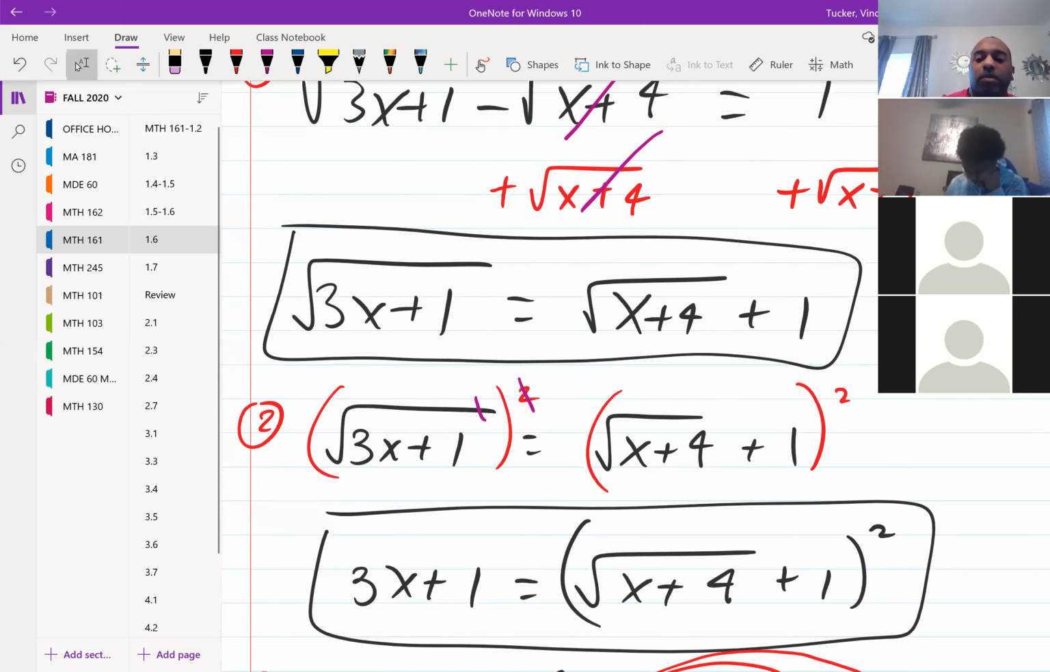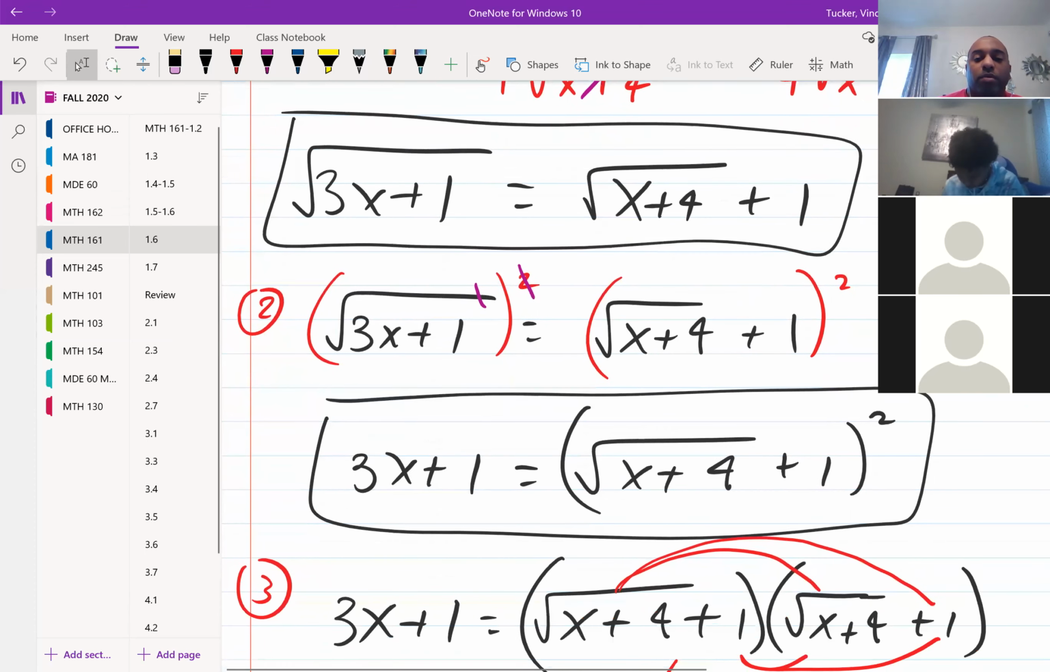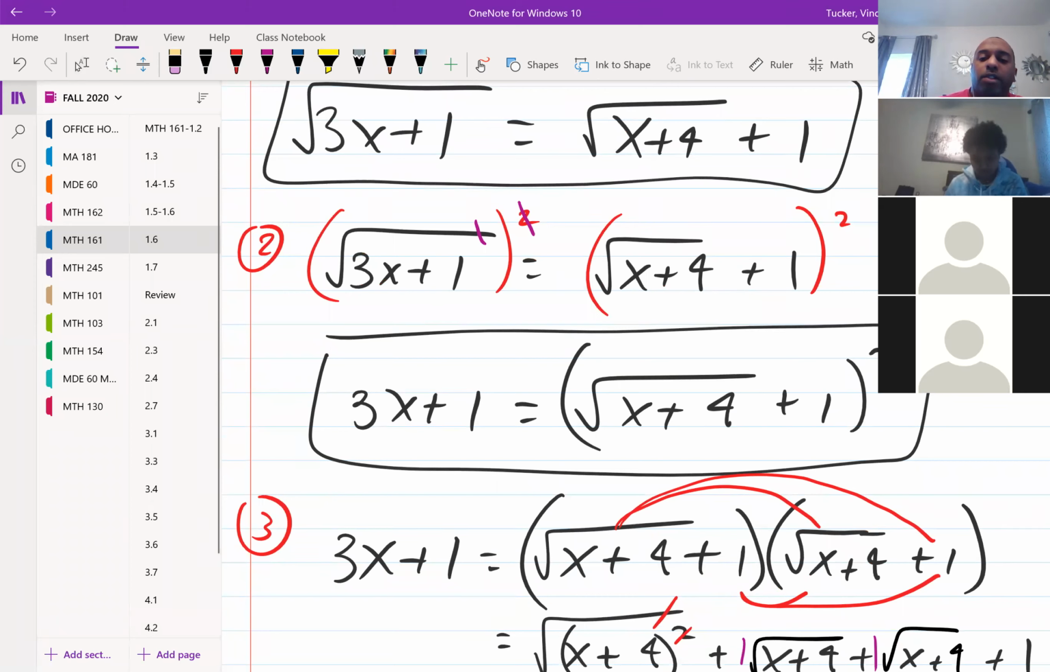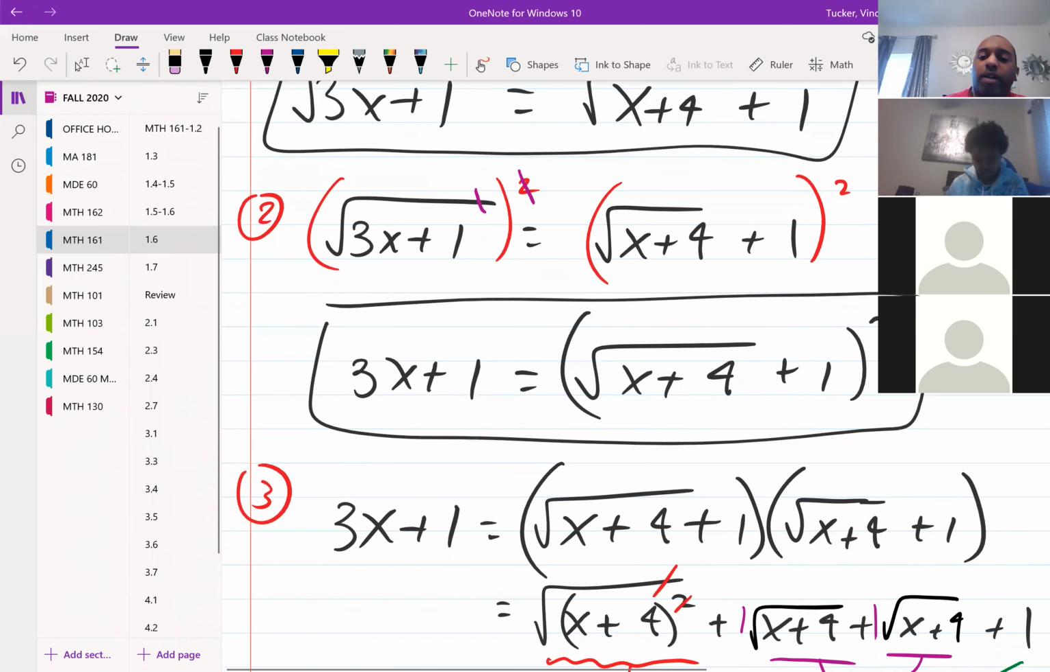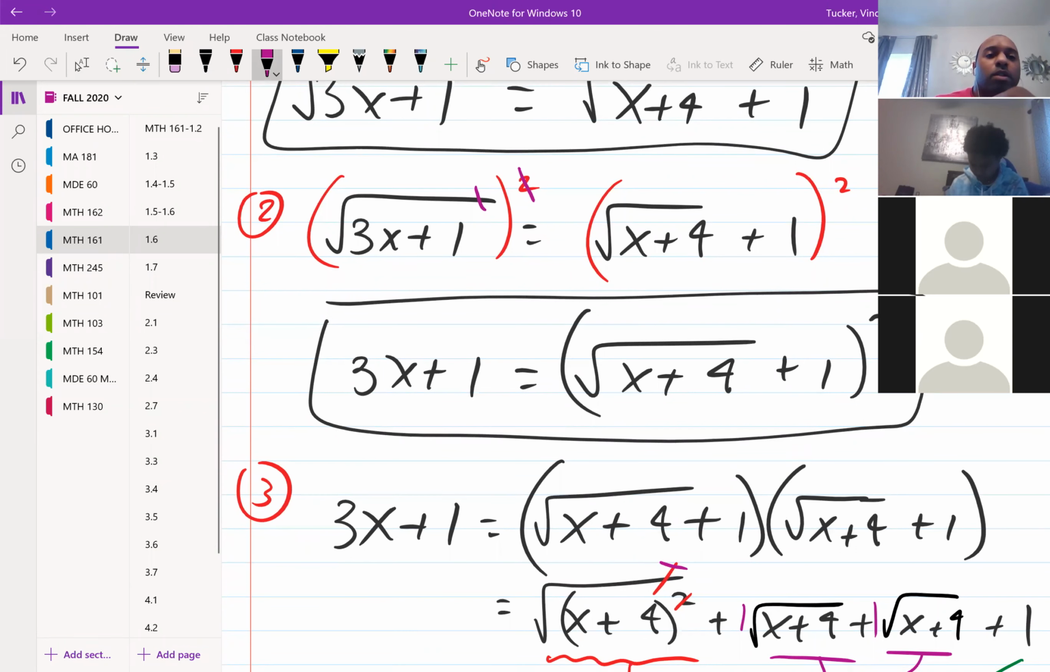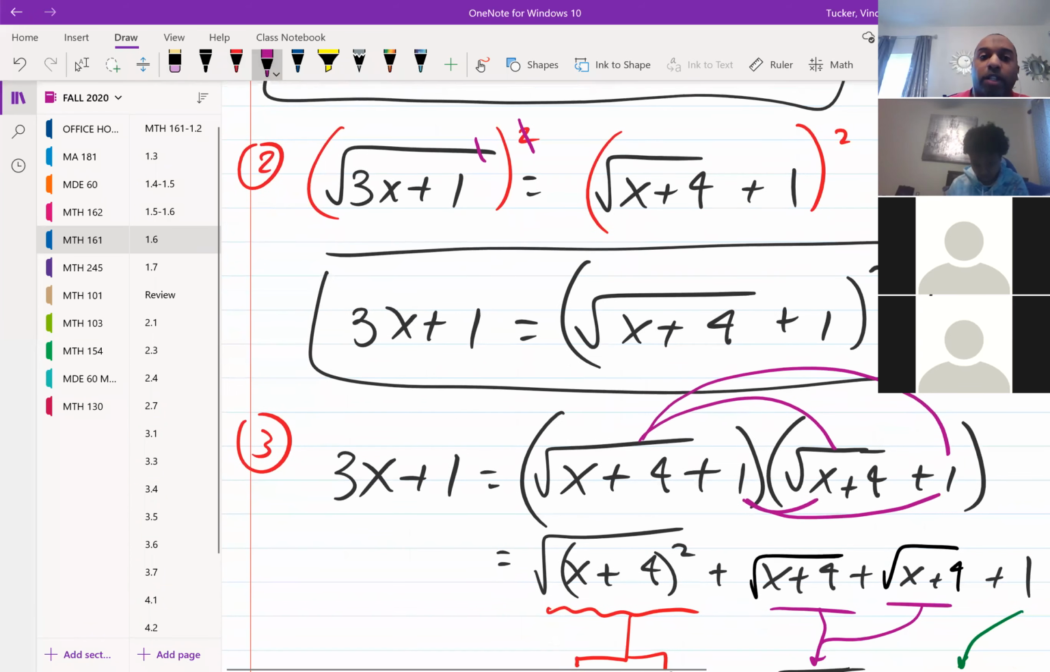All right. So now we have to follow the same procedure as we did before. Once again, you cannot just take this square and apply it to individual pieces because of that plus sign. You have to expand it out. So let me erase some of this stuff. So we're going to do FOIL, which is the square root of x plus 4 times the square root of x plus 4, square root of x plus 4 times 1, 1 times the square root of x plus 4, 1 times 1. And so that's the result.